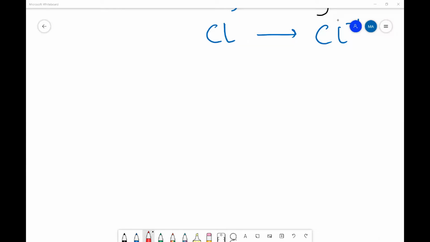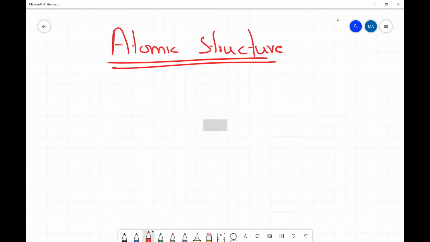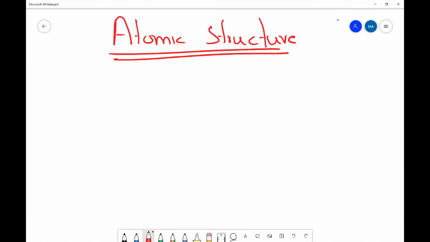All right, atomic structure. This is chapter number 2 for AS level chemistry. Atomic structure, you must have studied this topic in your O levels as well, regarding the structure of an atom, the subatomic particles, the electron shells, the nucleus, the protons, the neutrons. You would have done everything before as well.